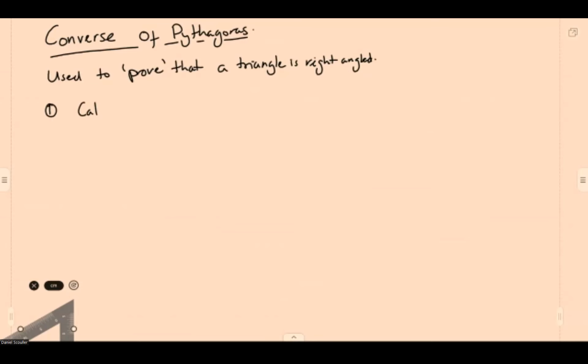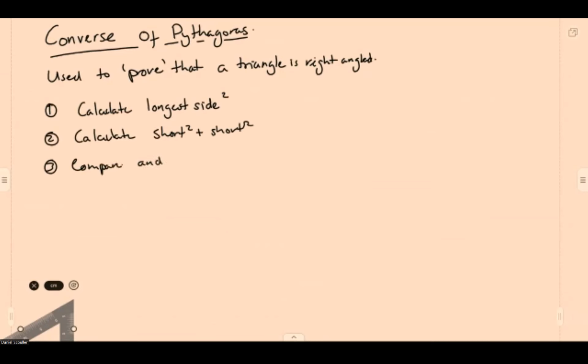Calculate the longest side squared. Calculate separately the short side squared plus the short side squared. Compare and make a statement, a yes or no statement.